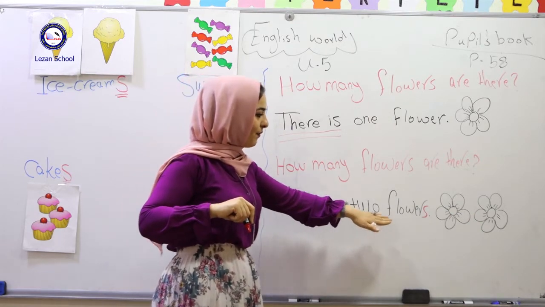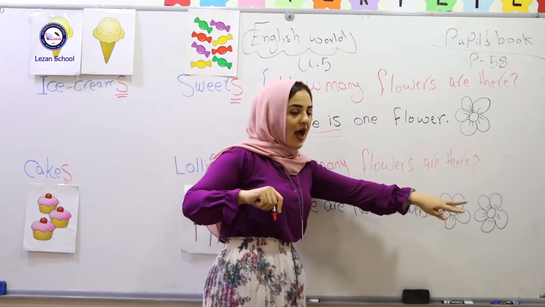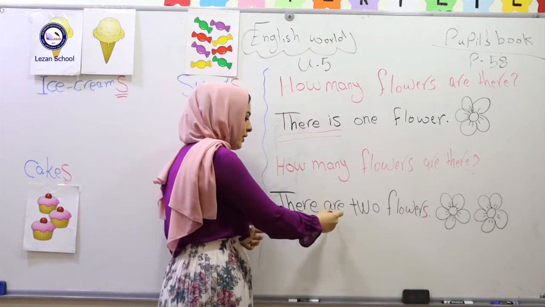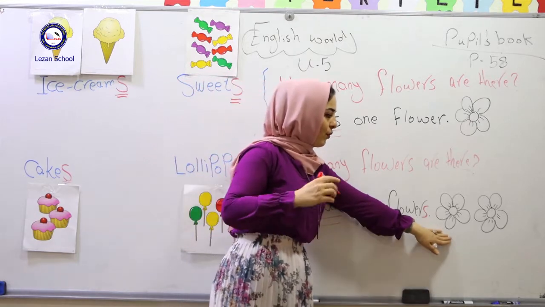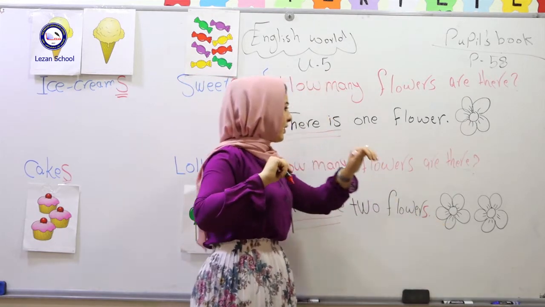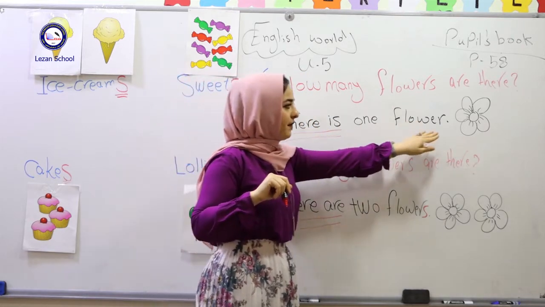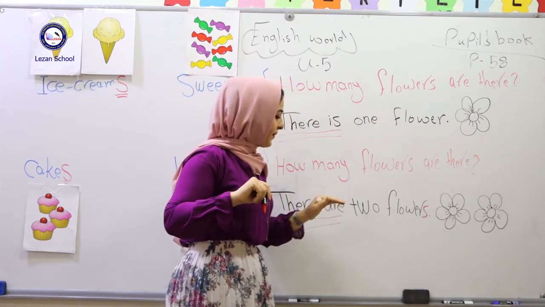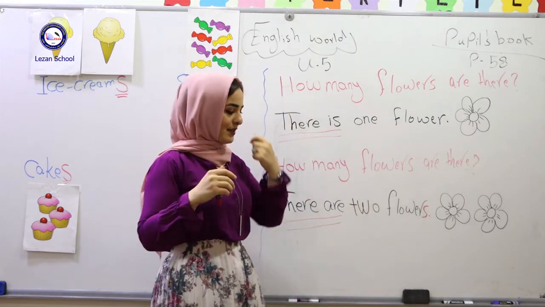There are two flowers. We say there are because we have two flowers, more than one flower. Look, there are for more than one flower. There is for one flower. There is one flower. How many flowers are there? There are two flowers.